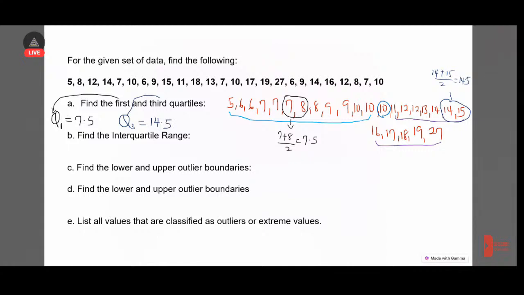So now we've gotten the Q1, we've gotten the Q3. And the next question is the interquartile range. The interquartile range is represented as IQR. And the formula is Q3 minus Q1, which is the same thing as 14.5 minus 7.5. And that gives 7.